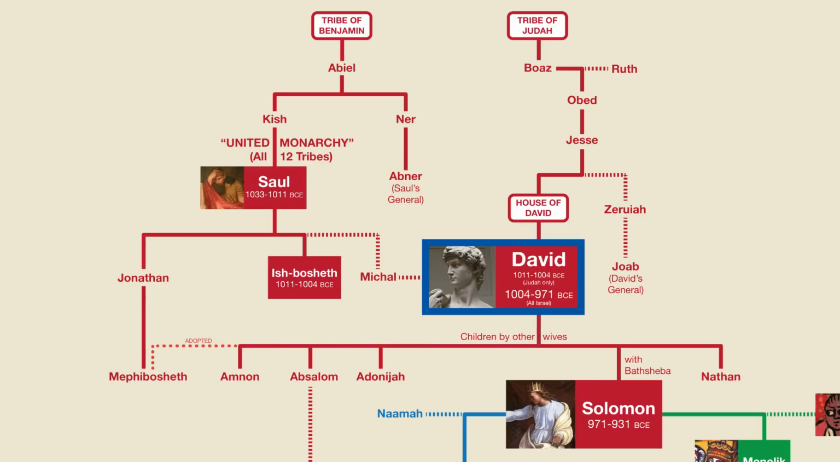Now, I've already mentioned that David married one of Saul's daughters, but he also married 7 other women and had at least 18 children. His firstborn son and heir was named Amnon. But there's a story in the Bible in which Amnon rapes his half-sister Tamar, who was the full sister of Absalom. Absalom seeks revenge and has Amnon killed.